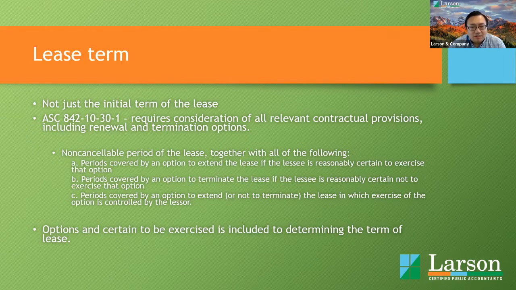A good example of that would be, if there's a space that you're going to be leasing, it's a prominent space that most people know of, and you're most likely not going to be moving to another space, or there's not likely another space for you to use for your operations, then you probably need to consider what is reasonably certain that you're going to exercise those options. If it's going to be 2 more years and 4 more years, that those 4 more years will need to be included in your initial term of your contract. Options that are certain to be exercised are included in determining the term of the lease.